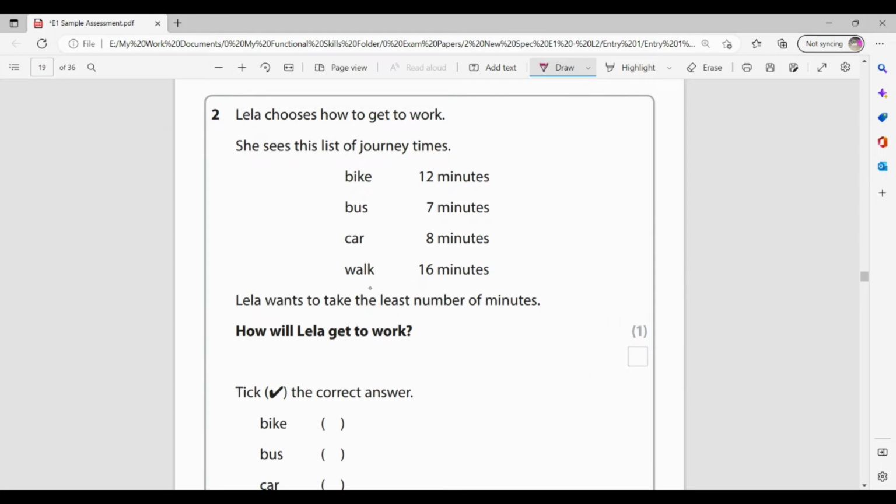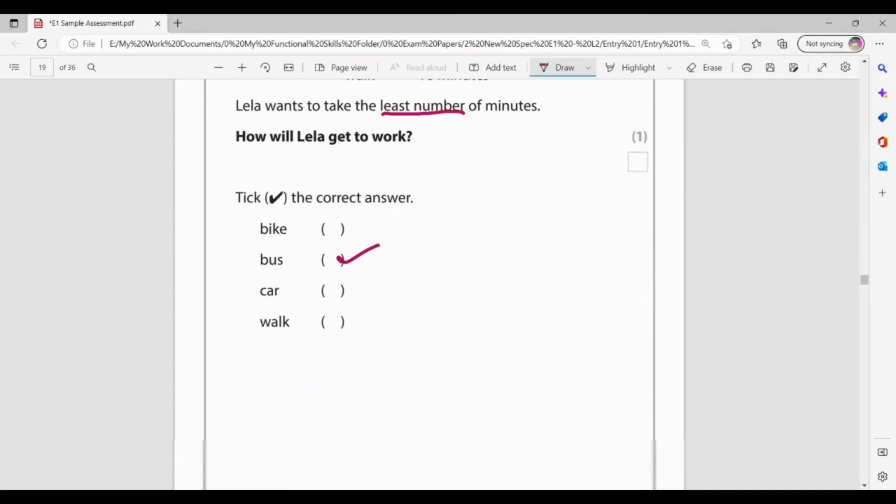Question 2. Leela chooses how to get to work in the morning. She sees this list of journey times. She wants the journey to take the least number of minutes. So I need to know which one of these numbers is the smallest. I've got 12, 7, 8 and 16. The smallest number there is 7, so she's going to be getting to work by bus. So I'm getting 1 mark for identifying bus.